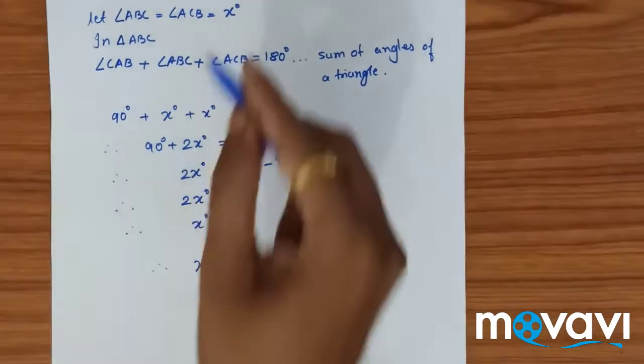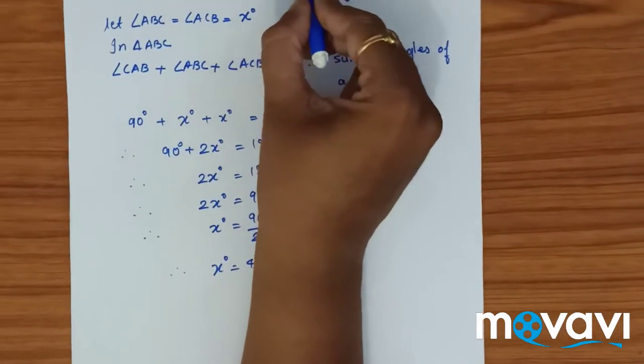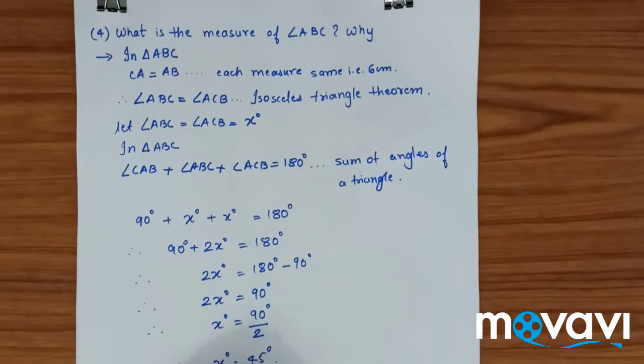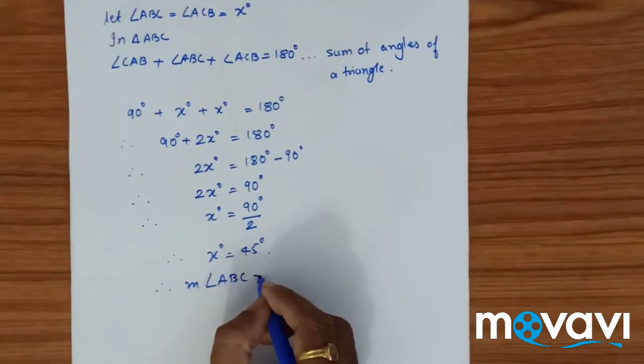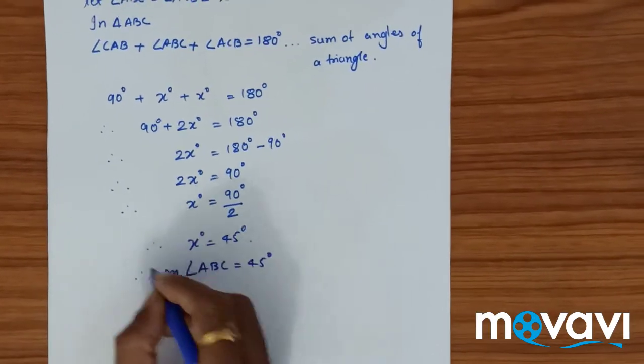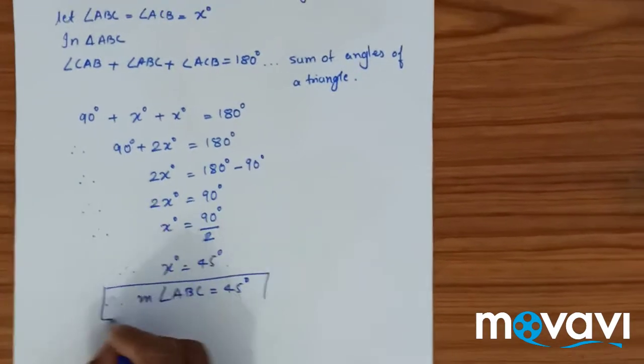What is the question asked? That measure of angle ABC. So what is the measure of angle ABC? It is equal to 45 degree. This is your answer.